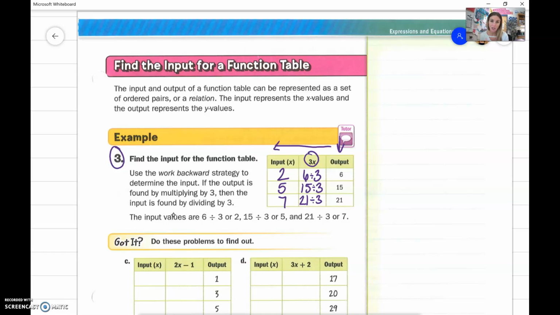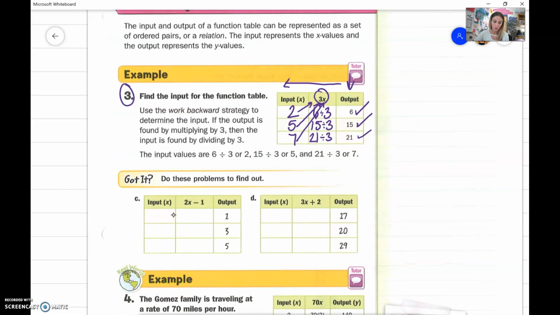Now let's actually check to see if this works going forward. Remember, we're multiplying by 3. So what is 2 times 3? Well, it's 6. Check, we did it right. What is 3 times 5? 15. Check, we did it right. What is 3 times 7? 21. Check, we did it right. All right, let's work on this.